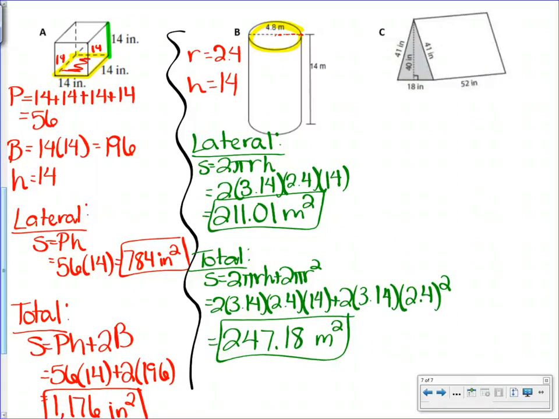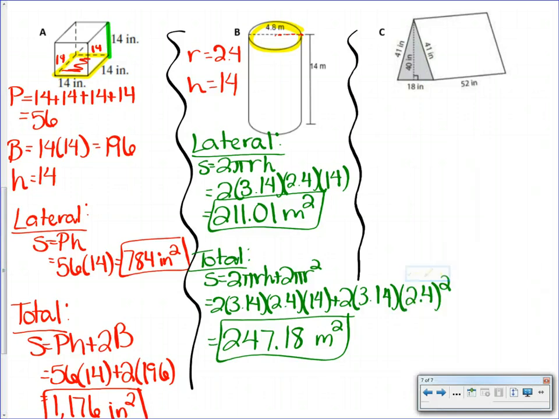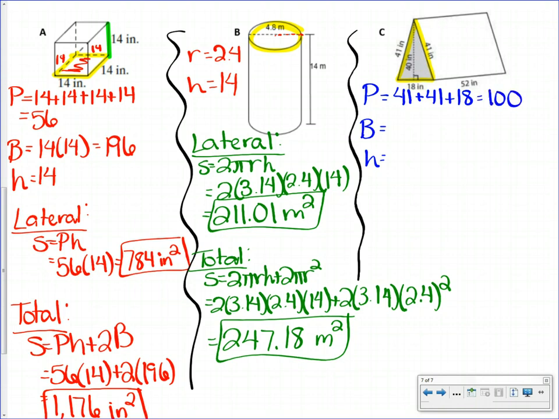And lastly, we have the total and lateral surface area of a triangular prism. Remember, if you see a triangle anywhere on it, that's your base. So we're going to start by identifying our variables, P, capital B, so area of the base, and the height of the prism. So perimeter, we're going to add 41, 41, and 18. The triangle has 3 sides, so we add up 3 different measurements. So the perimeter of the base is 100.